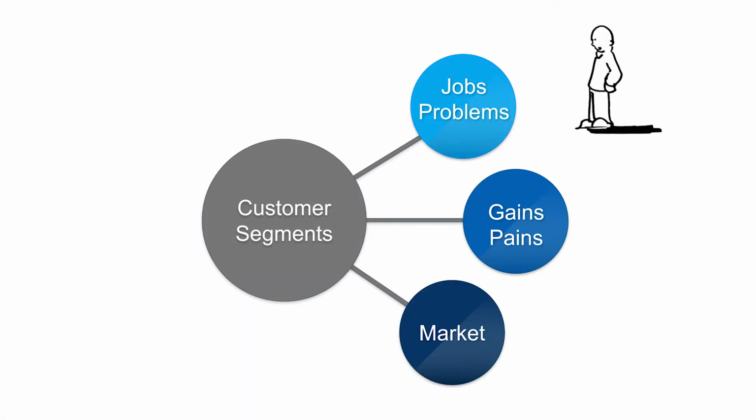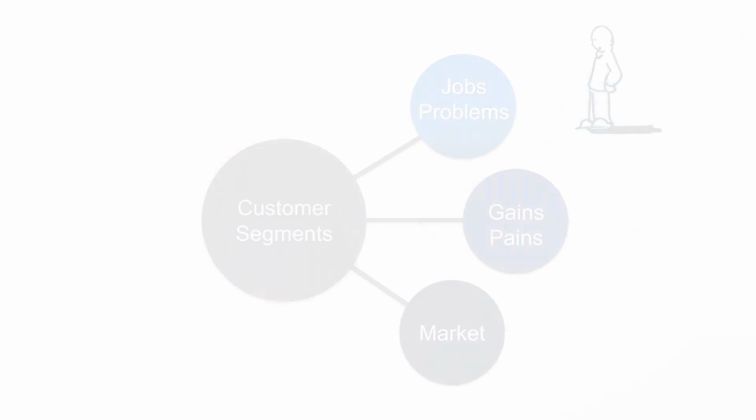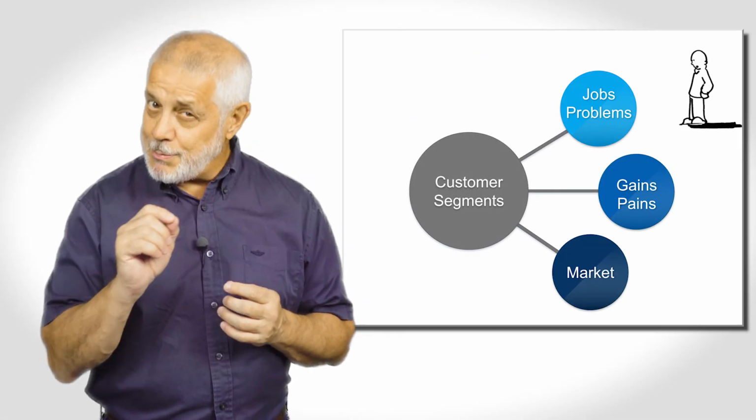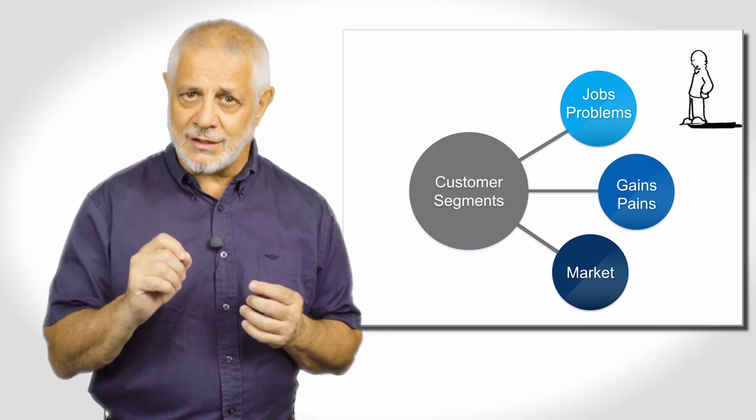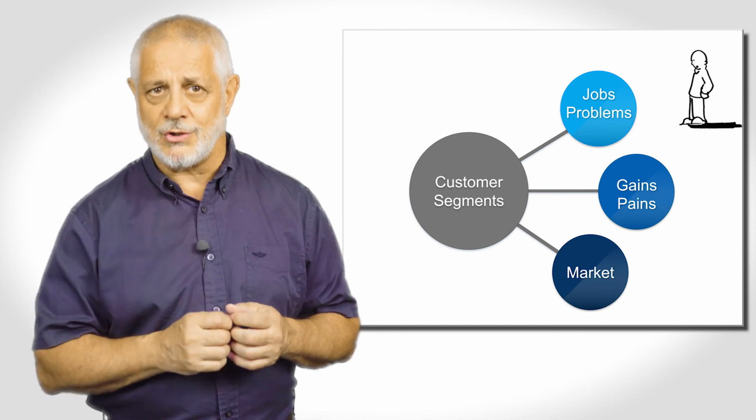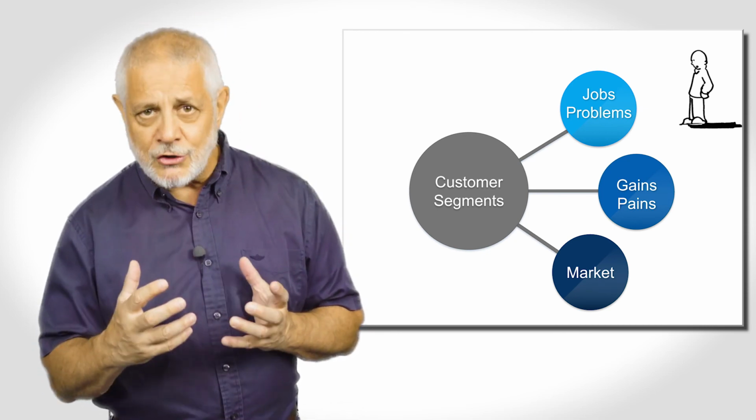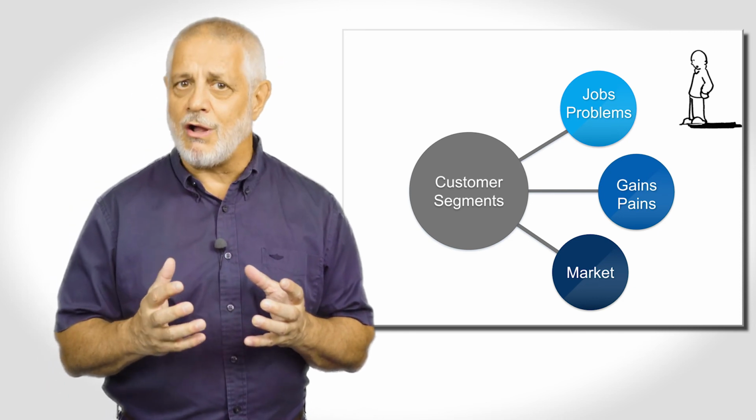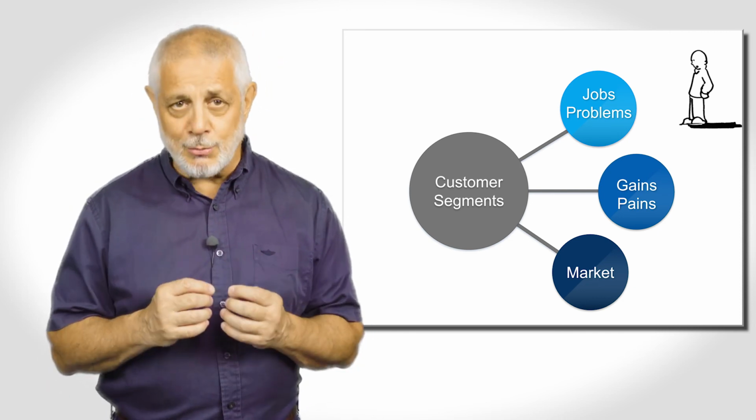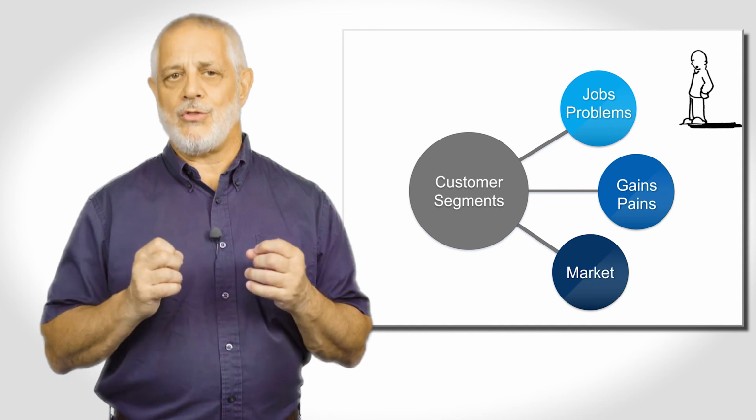To summarize, understanding who are your customers and how we create segments for whom we design value involves understanding two critical things. First, what type of market are you entering? And second, what is motivating your customers? The latter requires understanding the jobs they have to do, or the problems they have to solve, and being able to determine their gains and their pains.